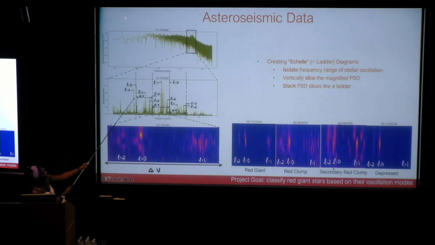Once you find a singular pattern, it'll repeat in equal increments, which is why we're able to slice them by that parameter, delta nu. All of the L equals 2 modes are an equal distance from one another, and that's the same with all of the oscillation modes. Okay. Other questions?